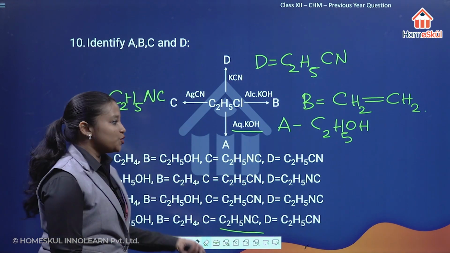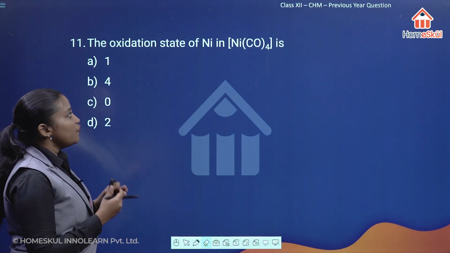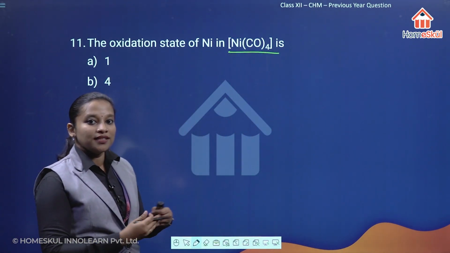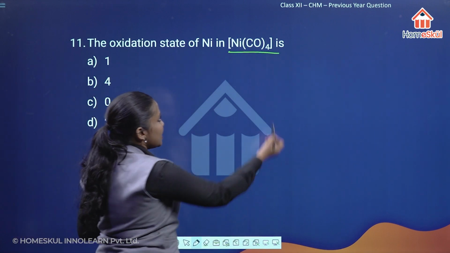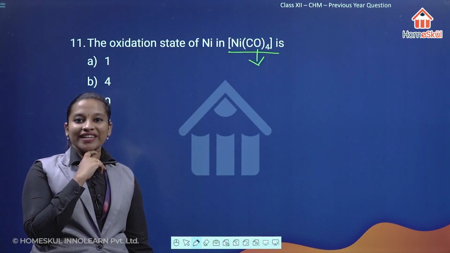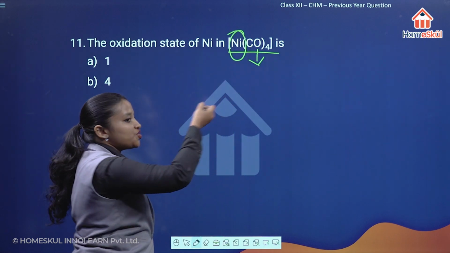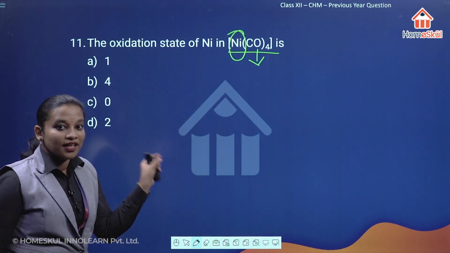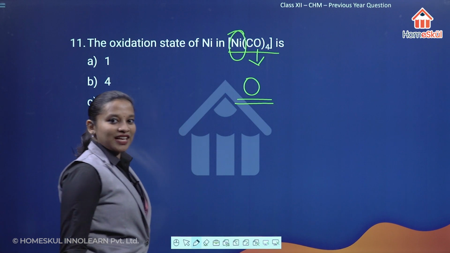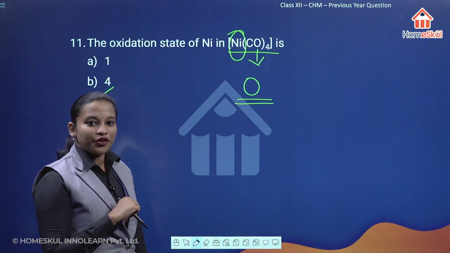Okay, now we are moving on to the next question. The oxidation state of nickel in Ni(CO)4, tetracarbonyl nickel. Here we know that the charge of the carbonyl group is 0. It is a neutral ligand, right? So, in effect, the oxidation state of nickel in Ni(CO)4 is 0. So the correct option is option C, 0. Is that clear for you?